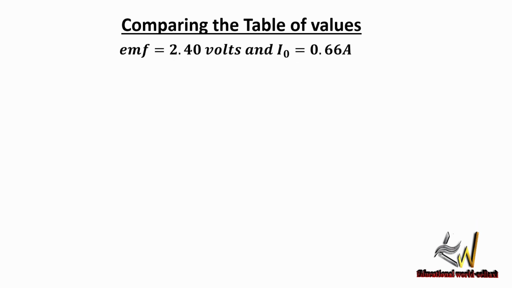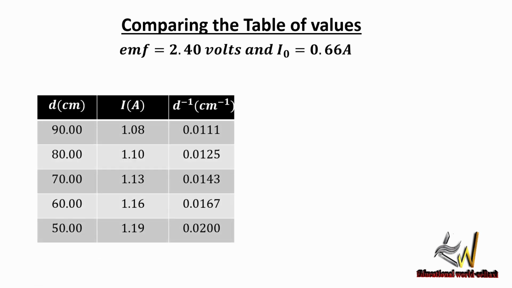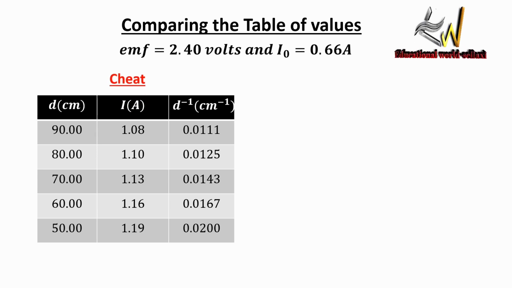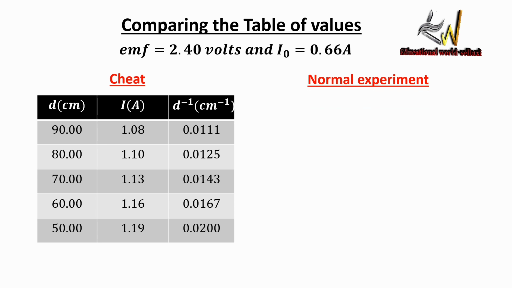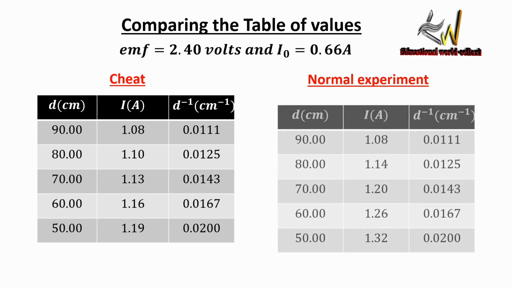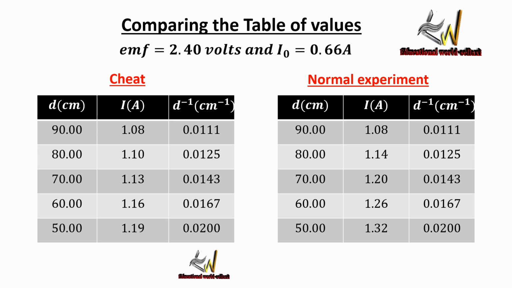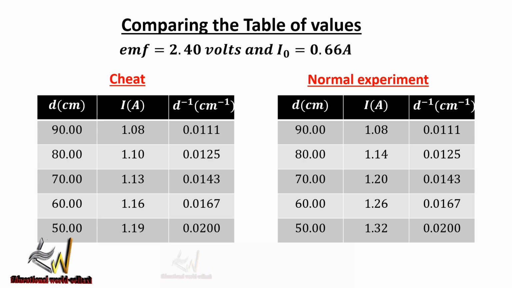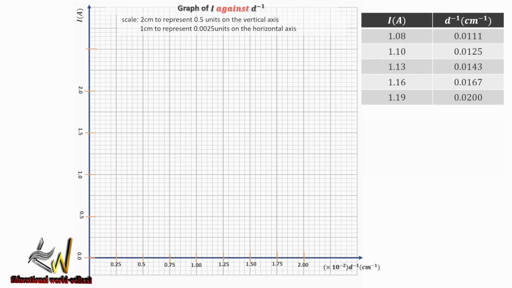All right, so this is how we can outsmart this practical. That's the brain behind this practical. We are going to compare the table of values of the practical performed in real life and that of the cheat. This is the table of values for the cheat, and you're going to see the table of values for the normal experiment, which I have done previously. We can see there's a little difference, but there are similarities in the trend: the current increases as the distance or the length of the Constantan wire decreases.